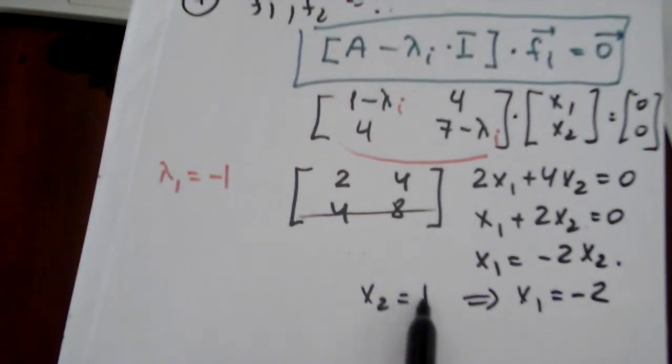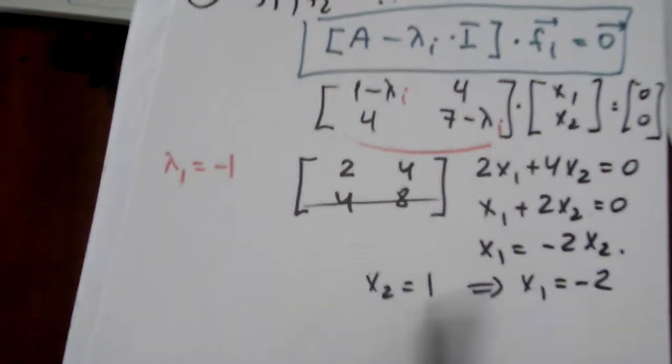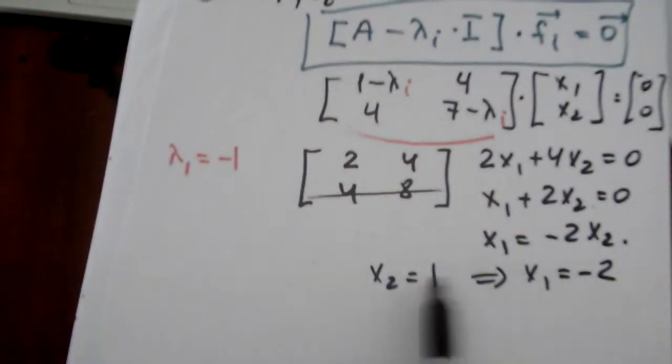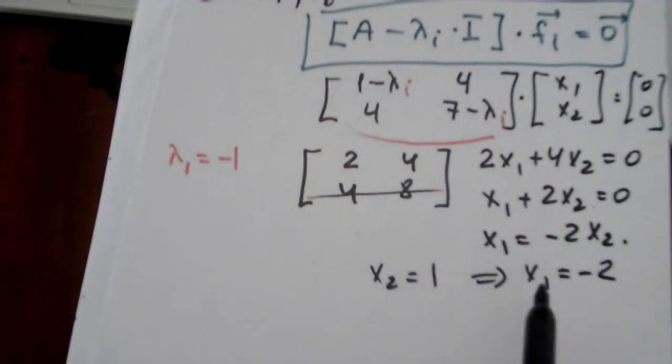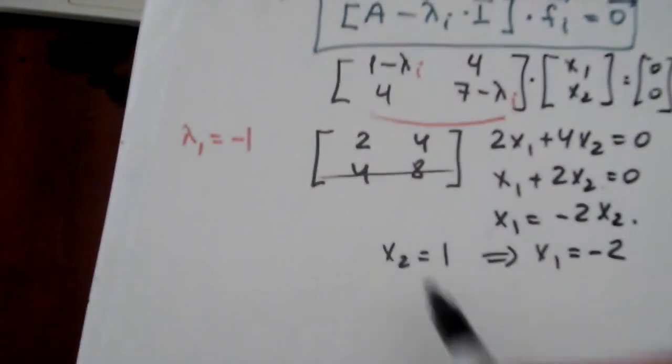Or some other people might come with another pair of numbers. For example, if x2 is equal to 5, I don't know, this guy will be minus 10 and so on. So it doesn't matter. But use just as small numbers as possible. But never use 0, because eigenvector should be non-zero vector in the first place. That is why you are allowed to substitute any number here except for 0, of course. Okay.